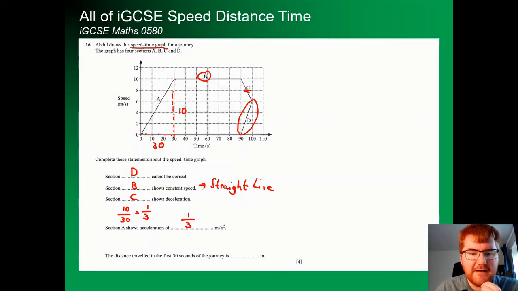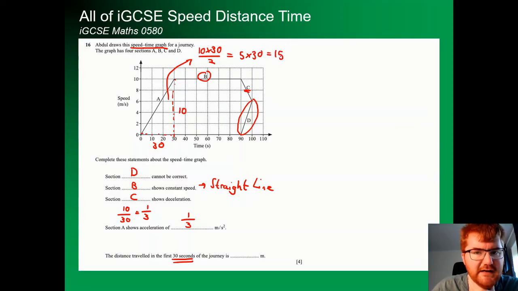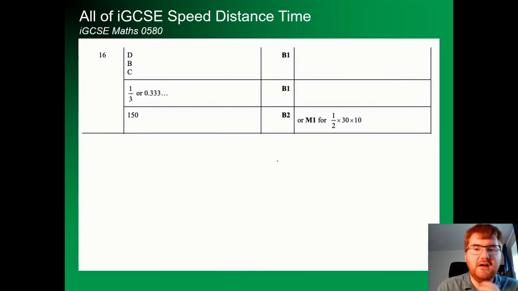And then the distance travelled in the first 30 seconds of the journey. Again, read the question. We don't want the total distance travelled, just the first 30 seconds. That's going to be the area of this triangle, which gives us 10 times 30 divided by 2. And that's going to give us the answer of 5 times 30, which is 150 meters. Meters already given in the question as well. Okay, so those are the answers here.